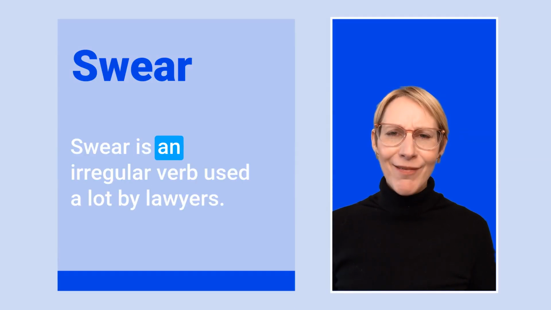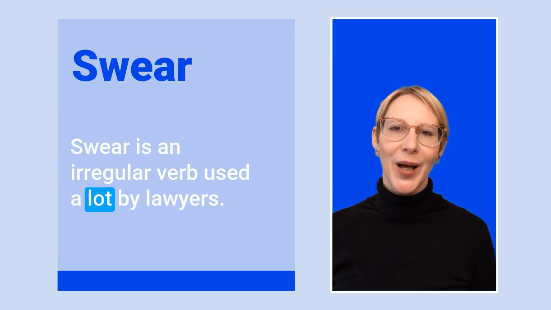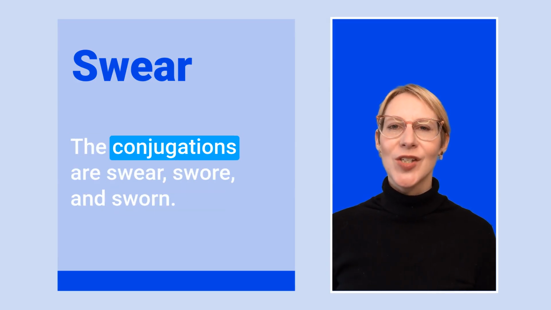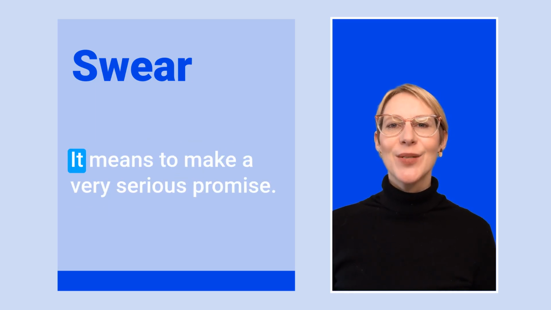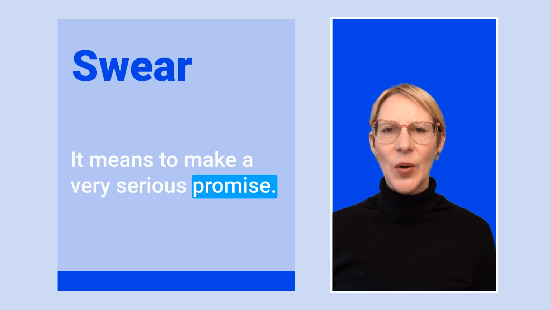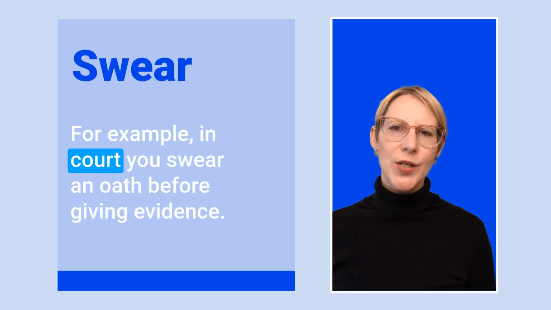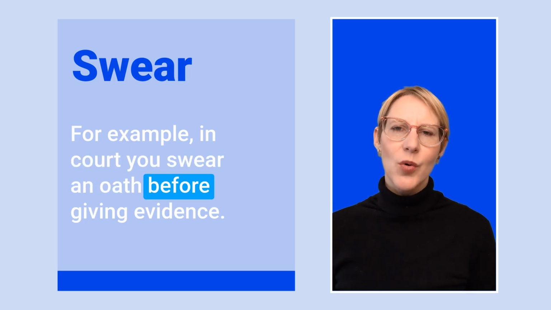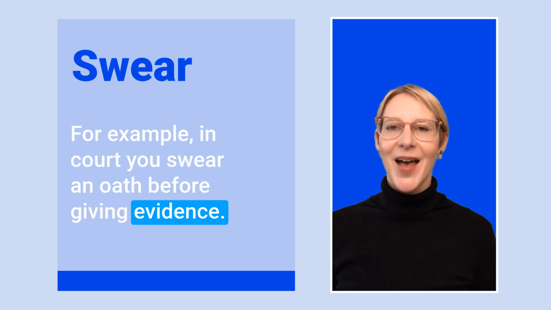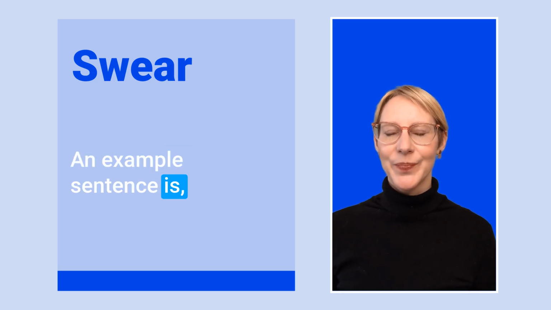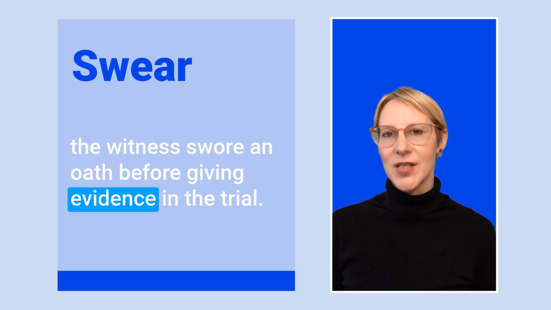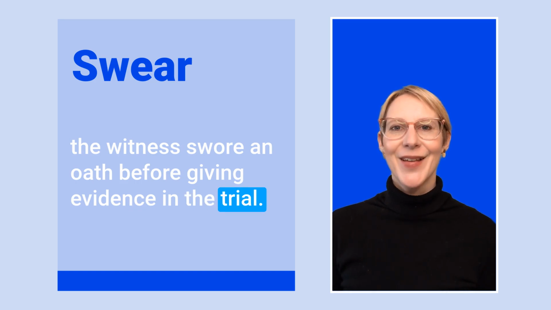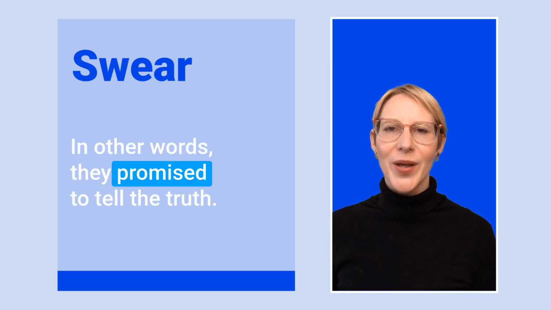Swear is an irregular verb used a lot by lawyers. The conjugations are swear, swore, and sworn. It means to make a very serious promise. For example, in court, you swear an oath before giving evidence. An example sentence is, the witness swore an oath before giving evidence in the trial. In other words, they promised to tell the truth.